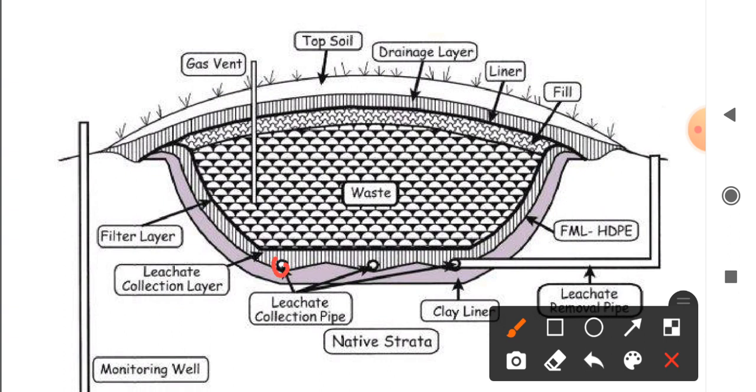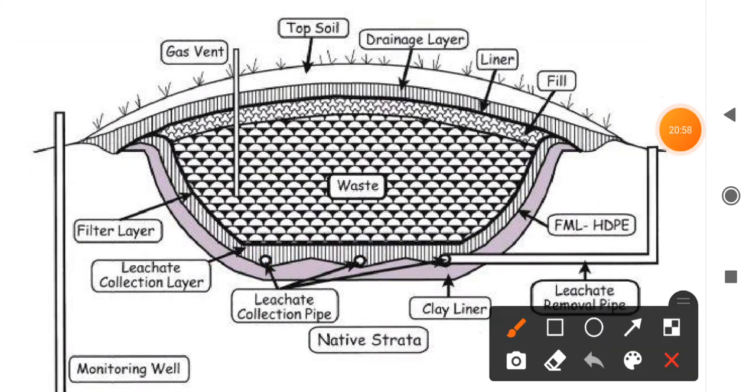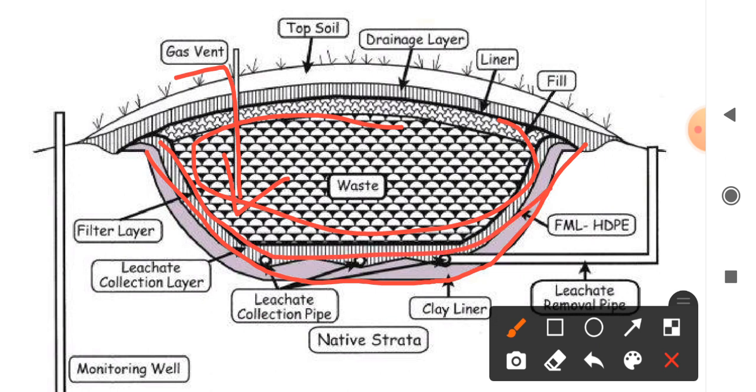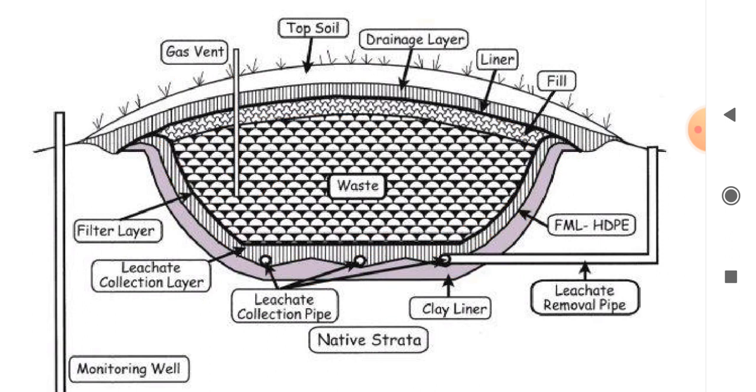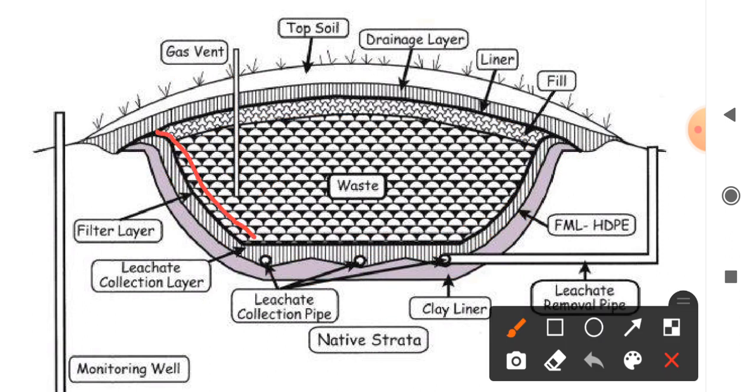These are the leachate collection pipes. Gas vent for removal of gas. This is the waste deposited in the trench, and a liner is provided here. This is the liner, a clay liner is provided, and at the bottom leachate collection pipes are provided. This is the leachate collection layer, and a filter layer is also provided over the leachate collection layer. This is the filter layer which is placed over the leachate collection layer.